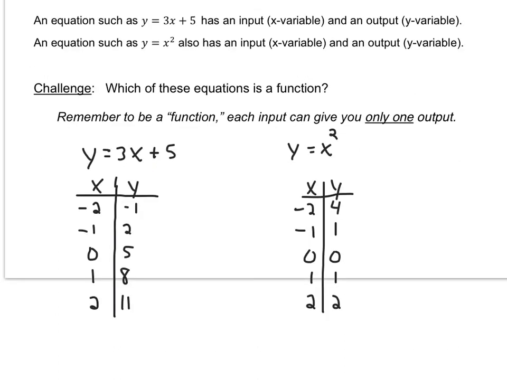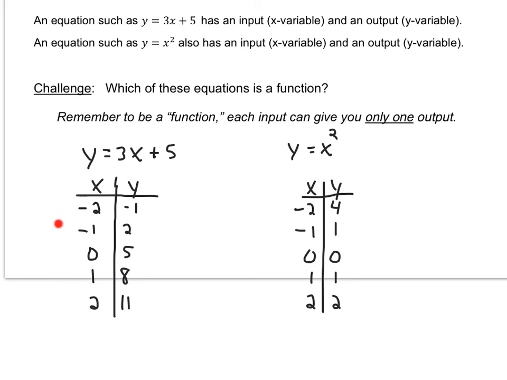One way to tell whether an equation is a function is to do a table. So here we would have y equals 3x plus 5. If I substitute for x a negative 2, 3 times negative 2 is negative 6 plus 5 makes negative 1. If I substitute a negative 1, I'd get negative 3 plus 5, which is 2. 3 times 0 is 0, plus 5 is 5. 3 times 1 is 3, plus 5 is 8. And 3 times 2 is 6, plus 5 is 11.